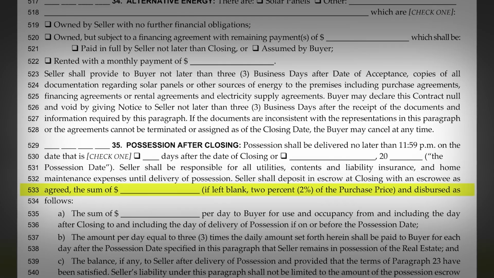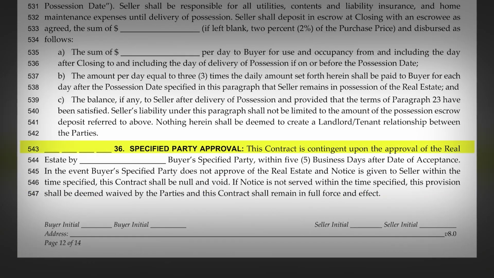If it is left blank on 531, it will be 2%. That money in escrow is put aside for the rent. 533 should be that specific number. There's not an option there to leave it blank. Paragraph 36 is specified party approval. Specified party approval talks about if there's anyone else besides the buyer who may need to approve this contract.